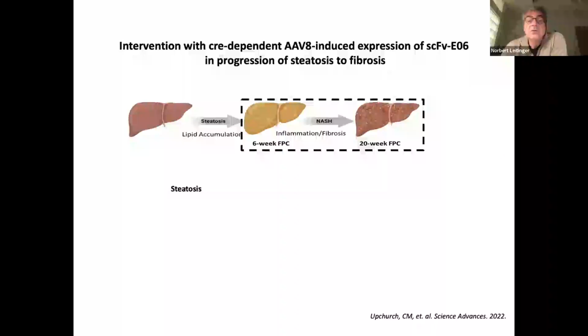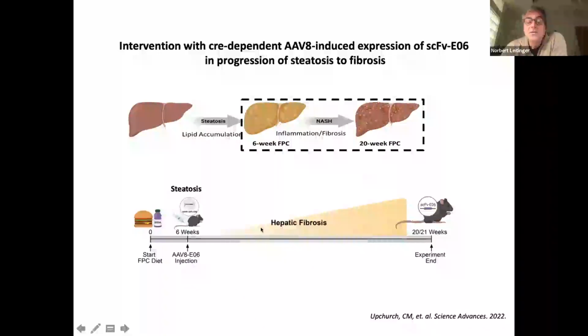So the second experiment we did, we wanted to see whether the EO6 or a depletion of oxidized phospholipids during the progression of the disease into fibrosis has an effect, right? So we fed the mice for 6 weeks with this FBC diet, which caused massive steatosis, but no signs of fibrosis and very slight inflammatory upregulation at this point. And then we injected the AAV8 virus to express the EO6. And then we fed the mice for an additional 14 weeks to get to the point of liver damage and fibrosis, and see whether the expression of the EO6 during that time would have an effect.